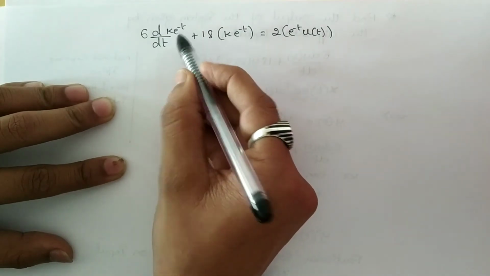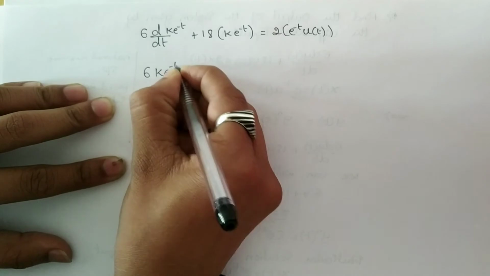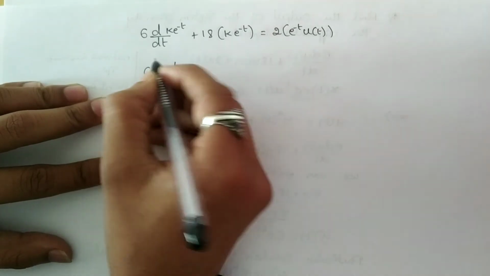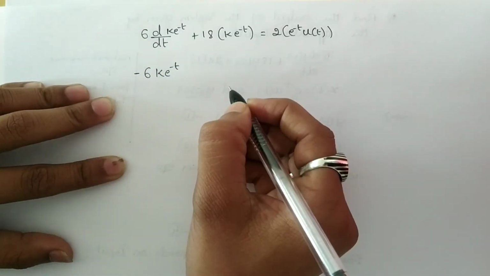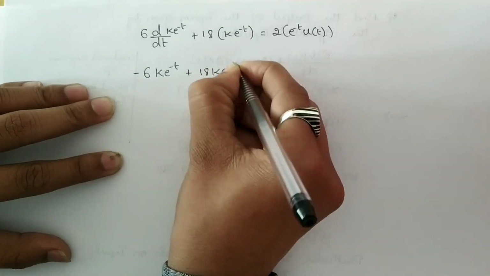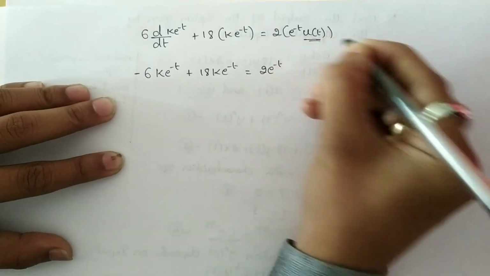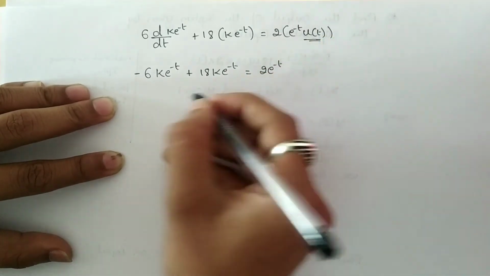Differentiation of k into e power minus t is k into e power minus t. Since e power minus t is there, we will be getting minus 6 times k into e power minus t plus 18k into e power minus t is equal to 2 times e power minus t, since the value of u of t is 1 between 0 to infinity.